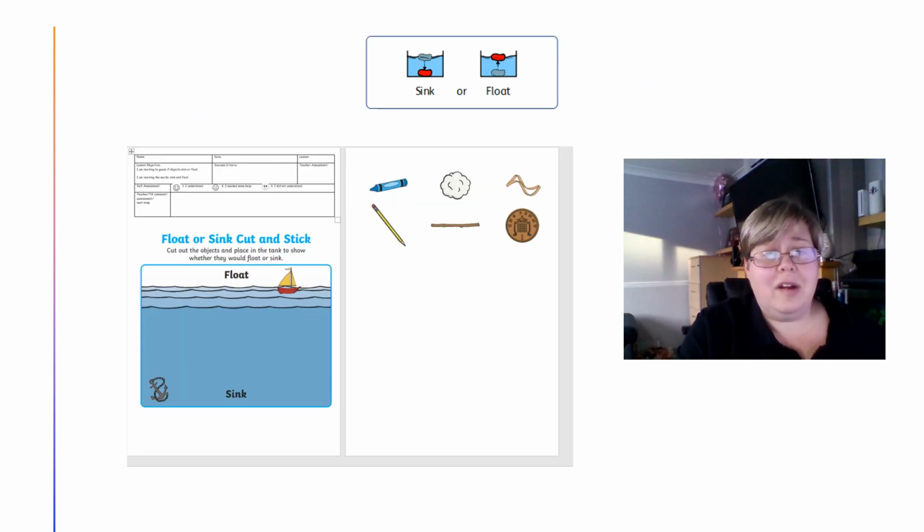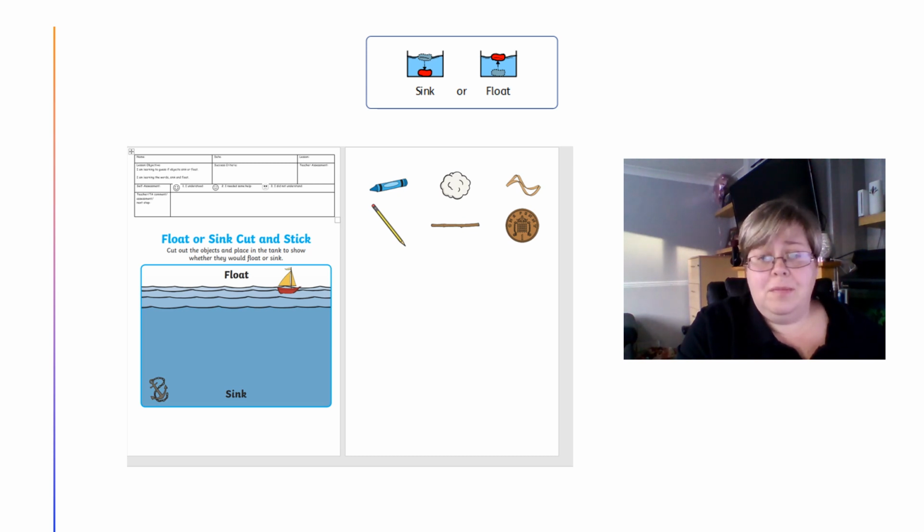Okay, now it's time for our activity. So in your student folders, I've put a worksheet in there, and it's a float or sink, cut and stick activity. So what I want you to do is cut out the pictures on the spare sheet, have a look and see whether you think they would float or whether they would sink, and then stick them in the right place. So we've got a crown, we've got some cotton wool, we've got a rubber band, a coin, a stick and a pencil.